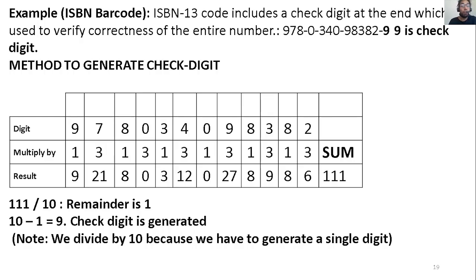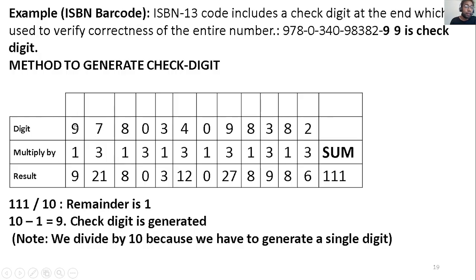Suppose this is our number, and we imagine that we haven't generated the check digit yet. This is our number only. What we do is separate our digits like this, in separate columns. Now, this is ISBN-13. We multiply the odd positions by 1 and multiply the even positions by 3.